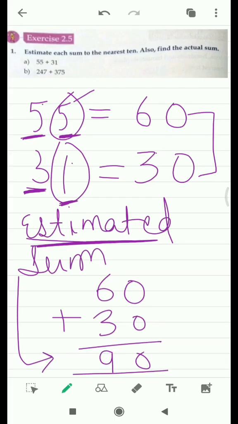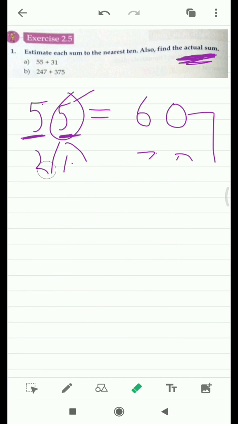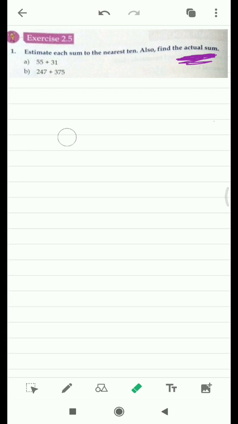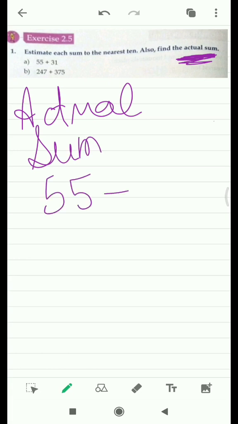So next is actual sum. Actual means, what does actual mean? Actual means something that you haven't changed, something in its original form. वो numbers जिनको हमने round off नहीं किया है वैसे के वैसे, that is called their actual sum. So let's now find actual sum. Actual sum means just add these numbers as it is.